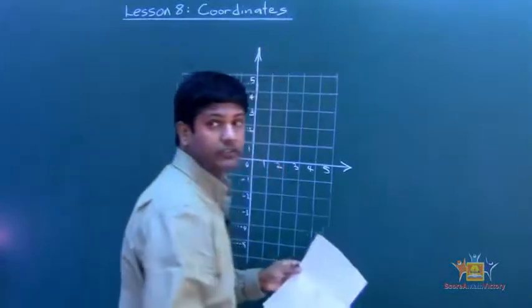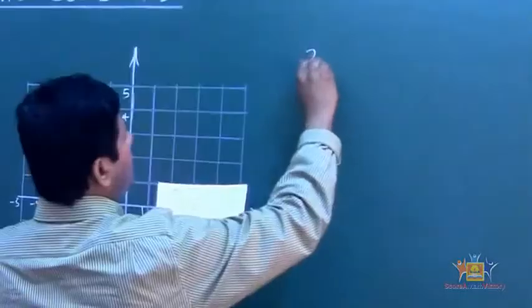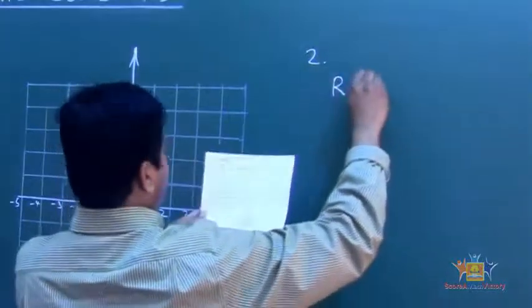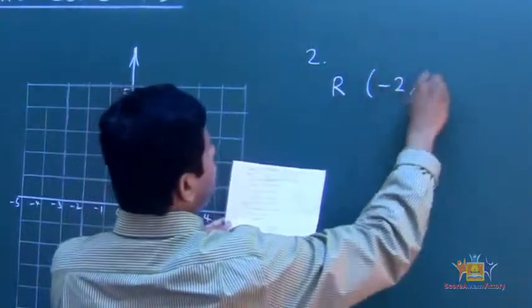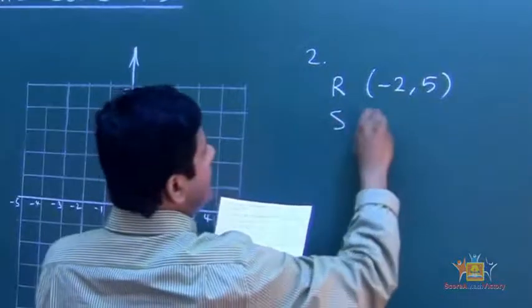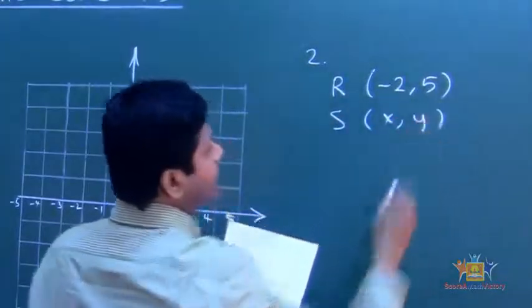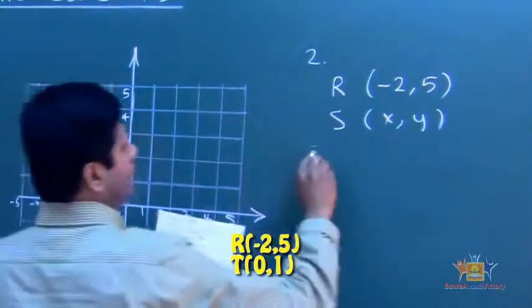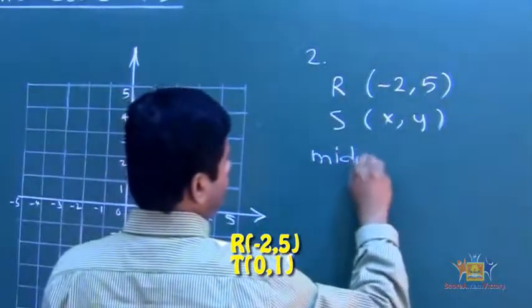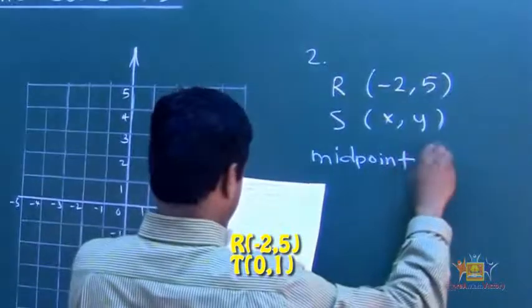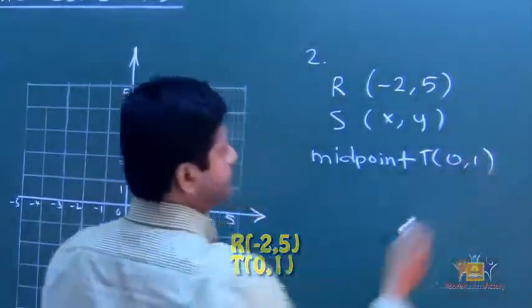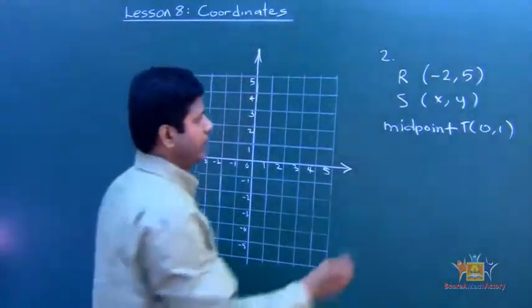Okay, so this is problem number 2. You're given the coordinate for R, which is -2, 5, but S they didn't give you, so we're just going to put x, y. And they gave you the midpoint. The midpoint is given as T, which is 0, 1. Okay, now let's plot them.